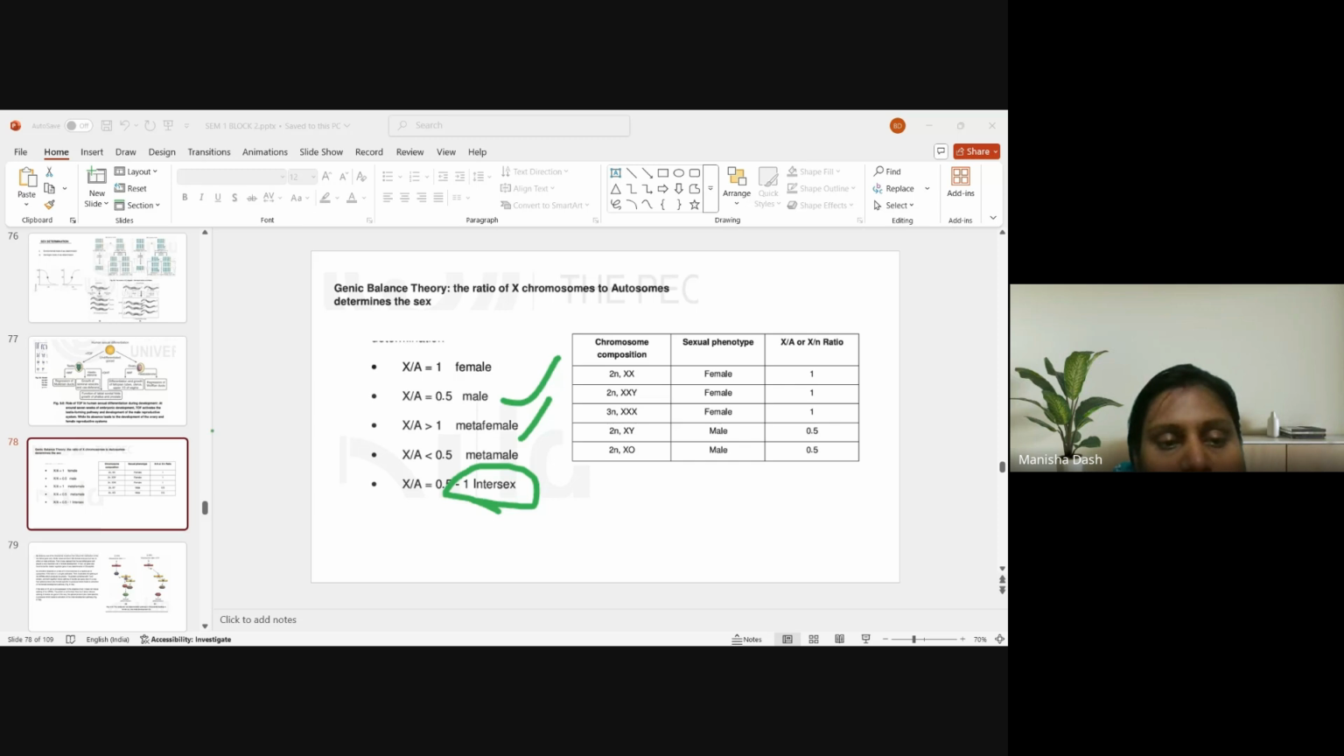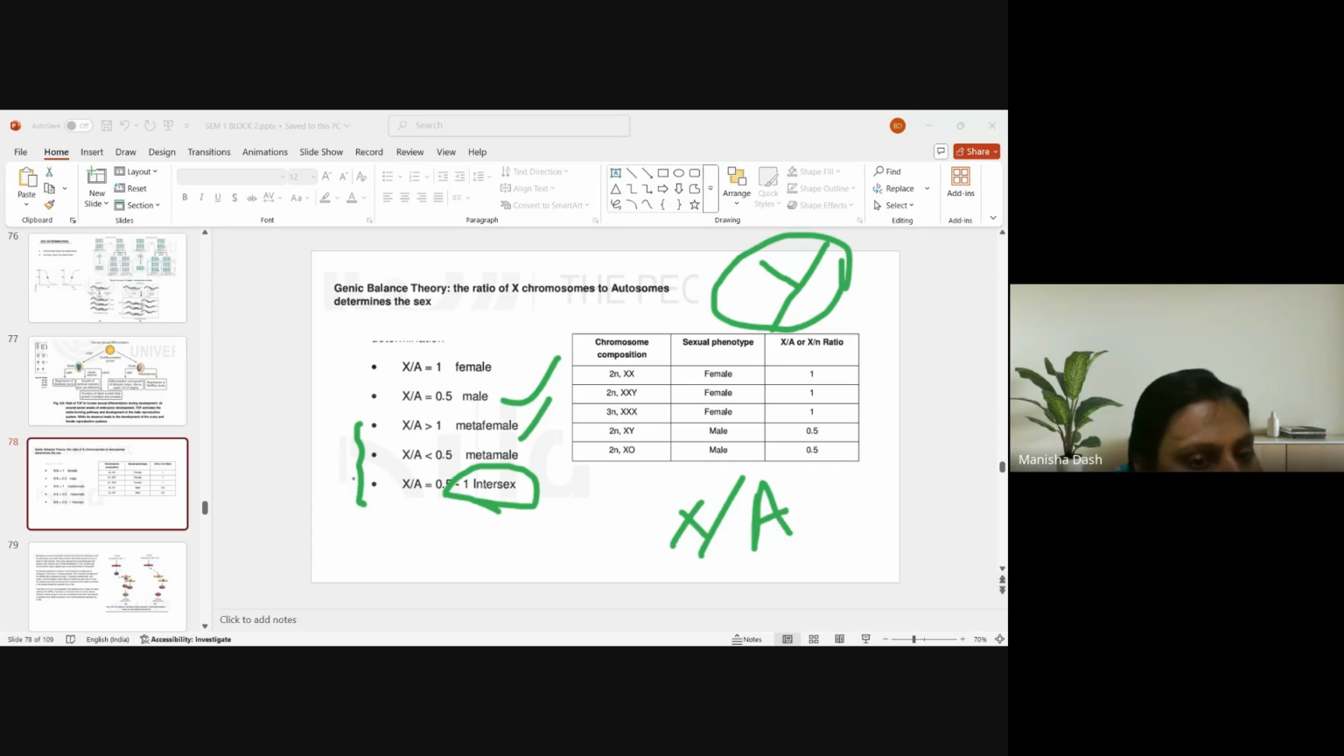These organisms usually do not survive, they die easily. Normal males and females usually survive. Then you might ask, what is the role of the Y chromosome? The X by A ratio will determine whether the individual will be male or female. Suppose there is one X chromosome and two autosomes. So it is 1 by 2, that is 0.5, and it will develop as a male. But since there is no Y chromosome, it will be a sterile male.